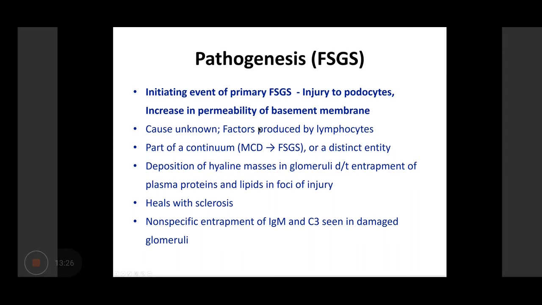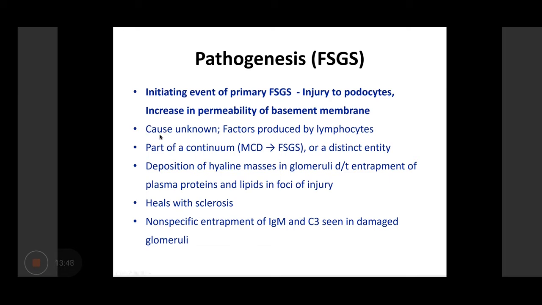So, what is the pathogenesis of FSGS? Again, the initiating event of primary FSGS is injury to the podocytes, leading to the complete effacement and increase in permeability of the glomerular basement membrane. Now, the cause of this is unknown. However, it is believed that this is because of various secretory factors produced by lymphocytes.